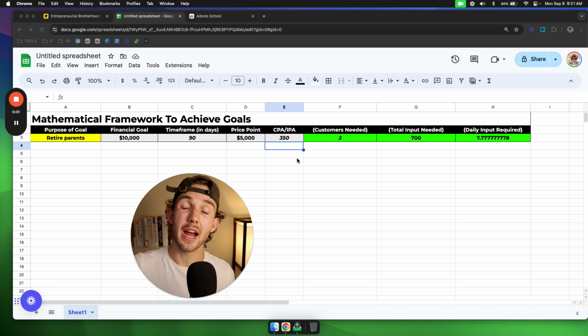Here's a mathematical framework that I use to achieve my goals. And I'm not saying it'll work for you. I'm just going to share with you what has worked for me.